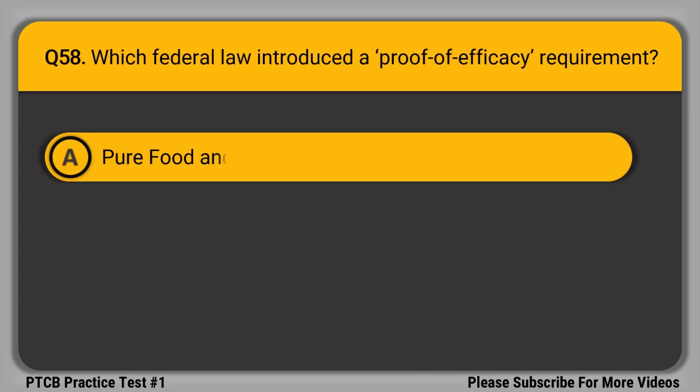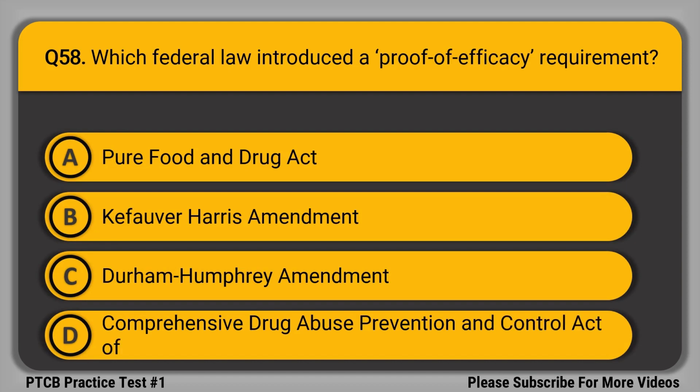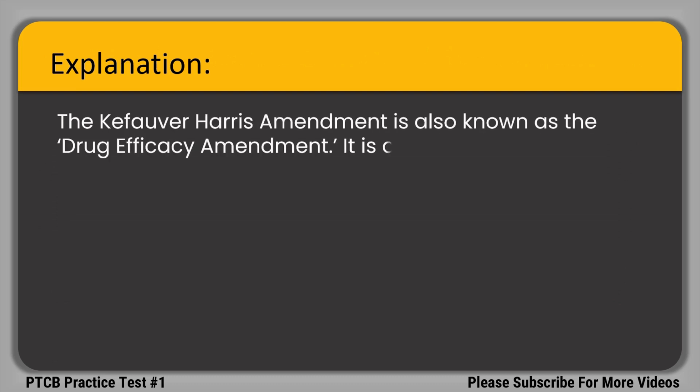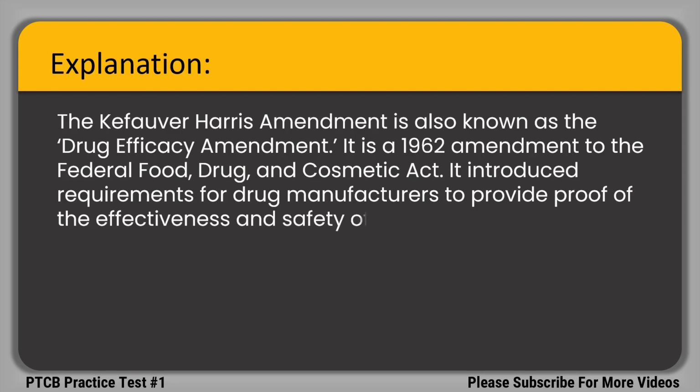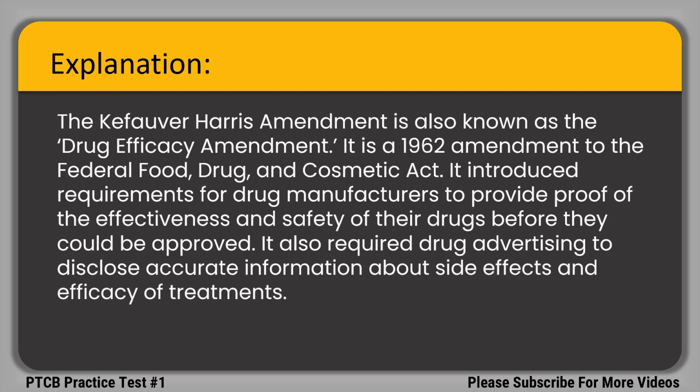Question 58. Which federal law introduced a proof of efficacy requirement? A. Pure Food and Drug Act. B. Kefauver-Harris Amendment. C. Durham-Humphrey Amendment. D. Comprehensive Drug Abuse Prevention and Control Act of 1970. B. Kefauver-Harris Amendment. The Kefauver-Harris Amendment is also known as the Drug Efficacy Amendment. It is a 1962 amendment to the Federal Food, Drug, and Cosmetic Act. It introduced requirements for drug manufacturers to provide proof of effectiveness and safety of their drugs before they could be approved. It also required drug advertising to disclose accurate information about the side effects and efficacy of treatments.